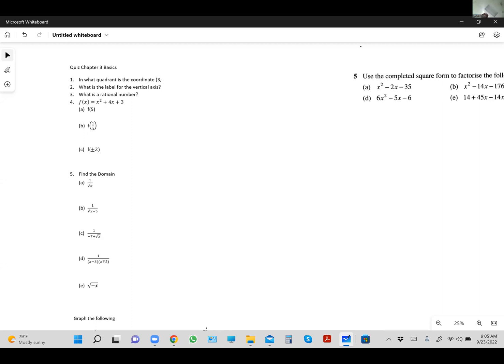So the chapter 3 basics quiz is going to be very simple. All right, I'm not going to push it, but I want to go ahead and review with you. And I know I'm in your way. There, I'm in nobody's way. So in what quadrant is 3? And there's nothing there. So let me complete it for you.